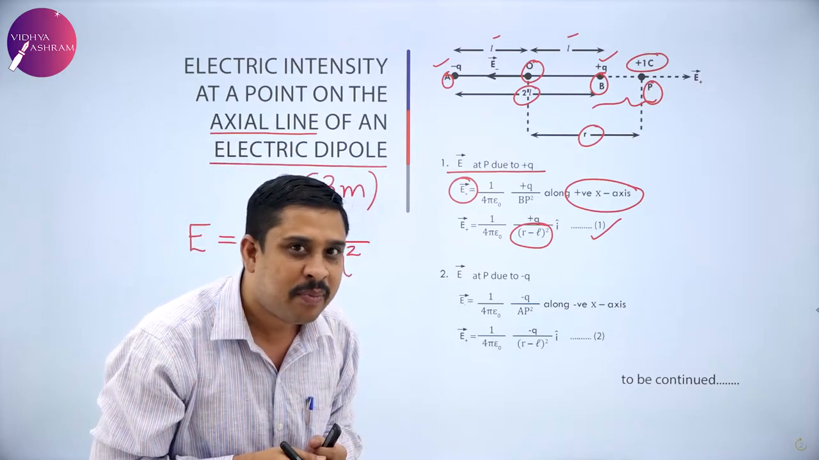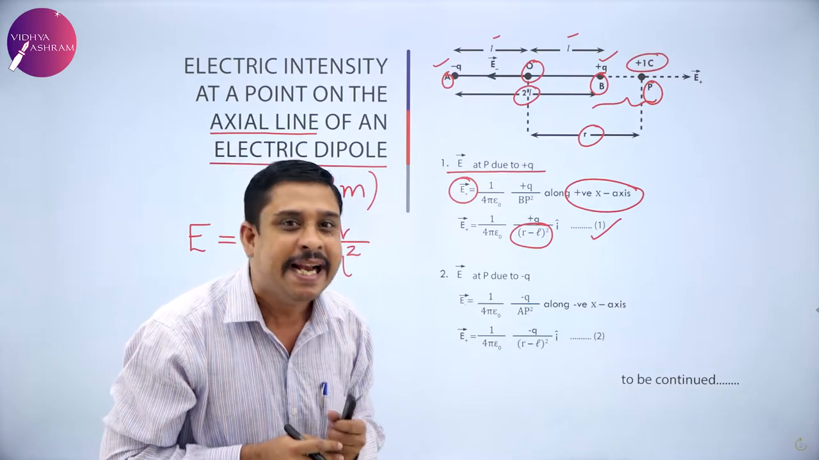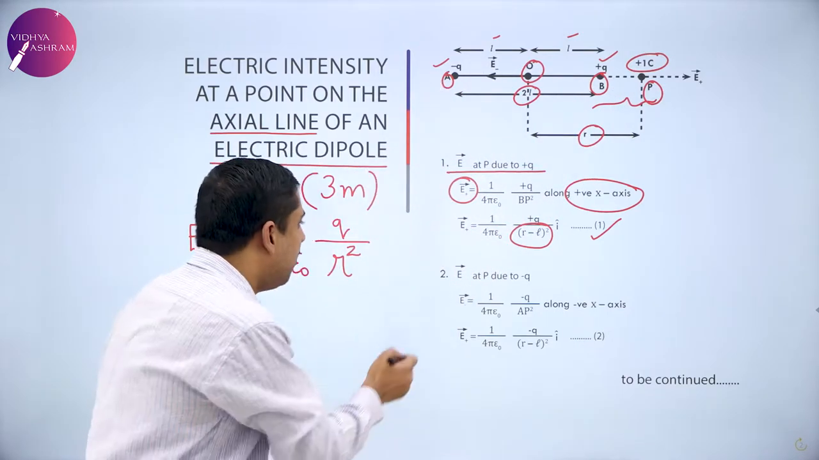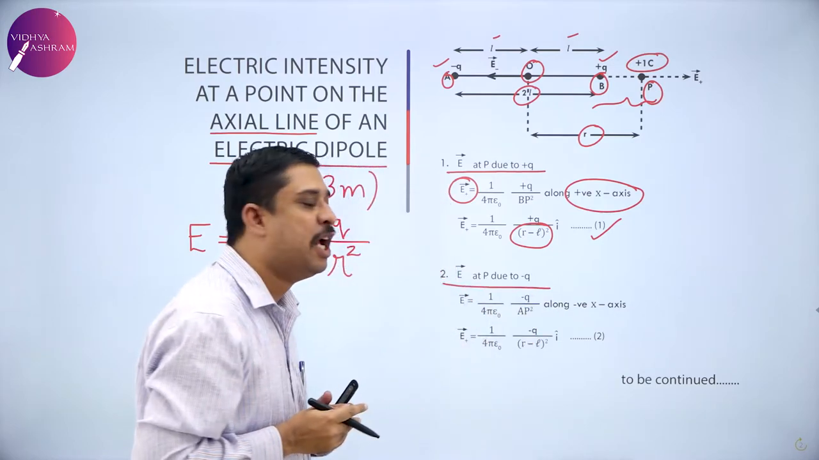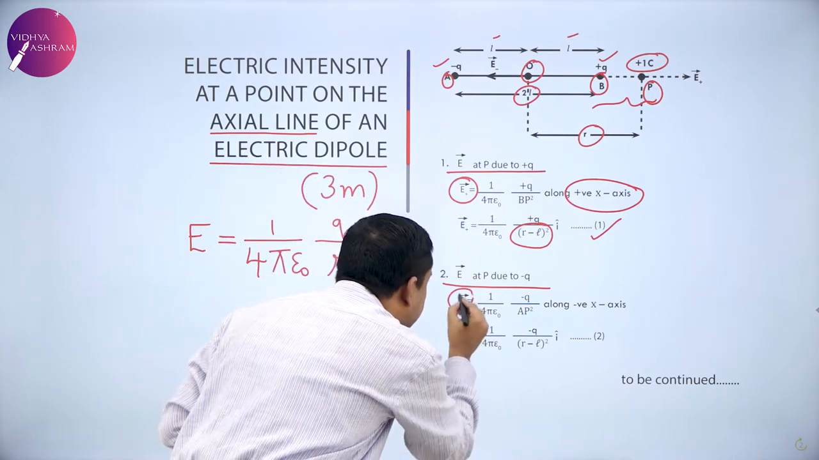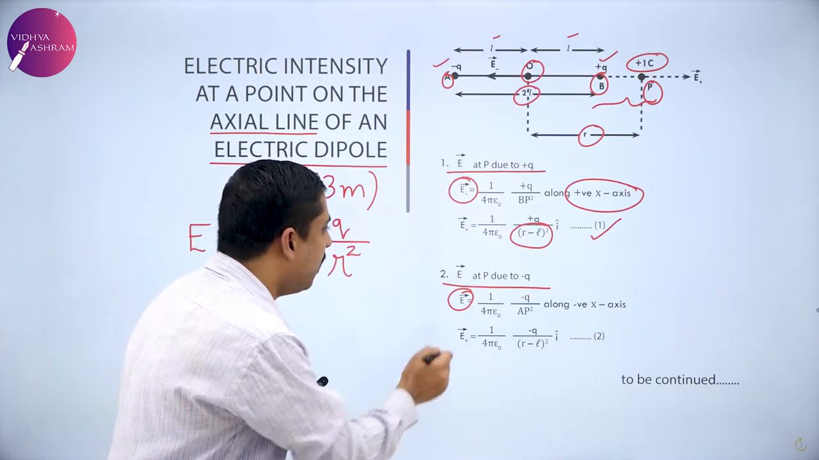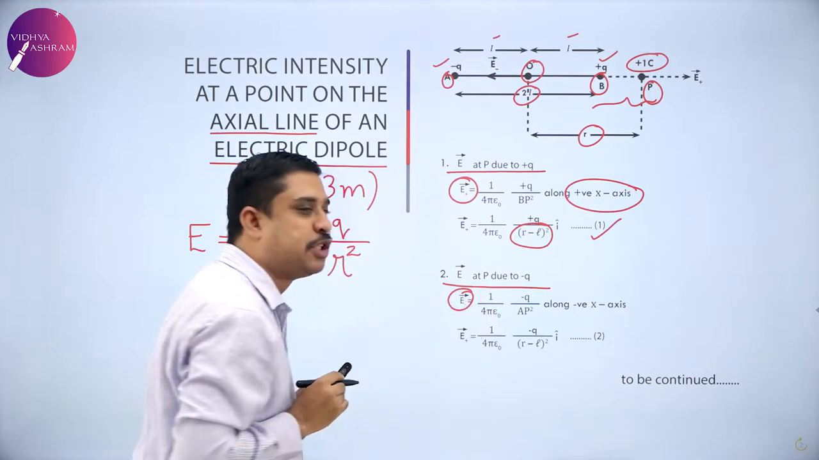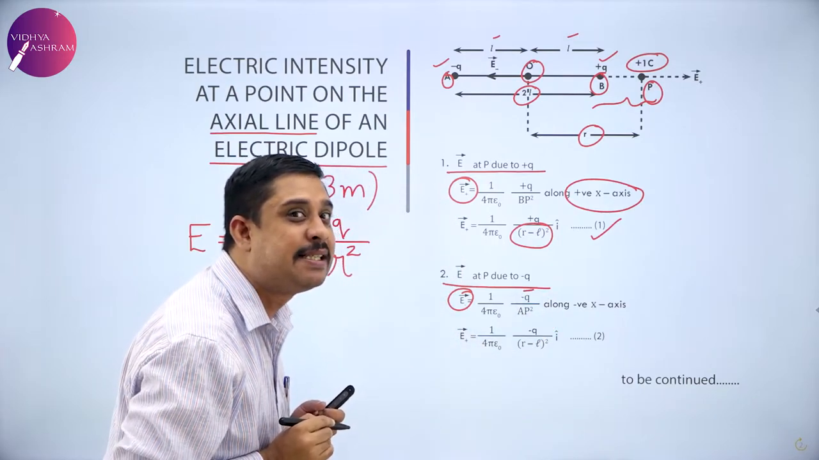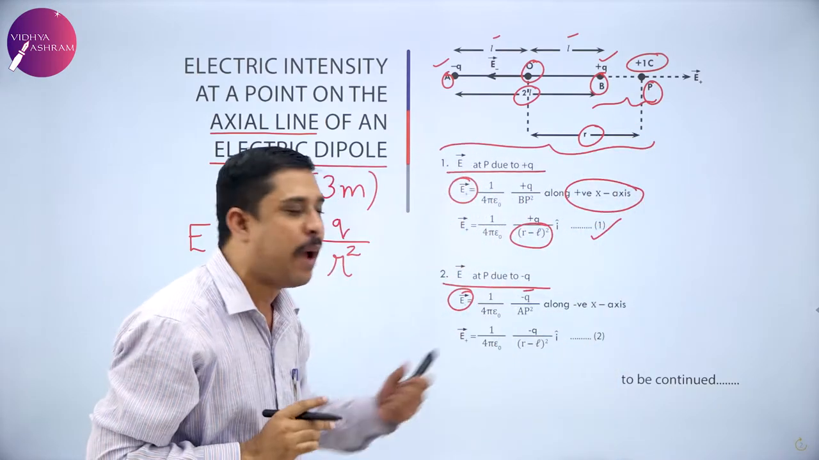What do I do in the next step? Similarly, I will calculate the intensity at P due to the charge minus Q. E minus, just to denote, it is due to minus Q, 1 by 4 pi epsilon naught, charge minus Q divided by distance. What is the distance now? Now, the distance is AP square.